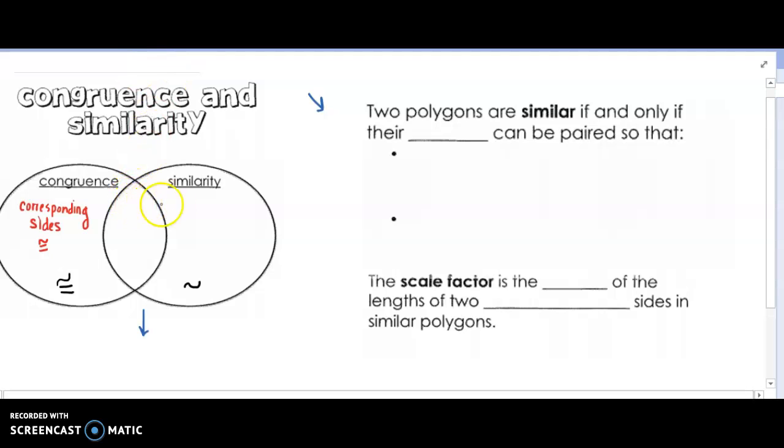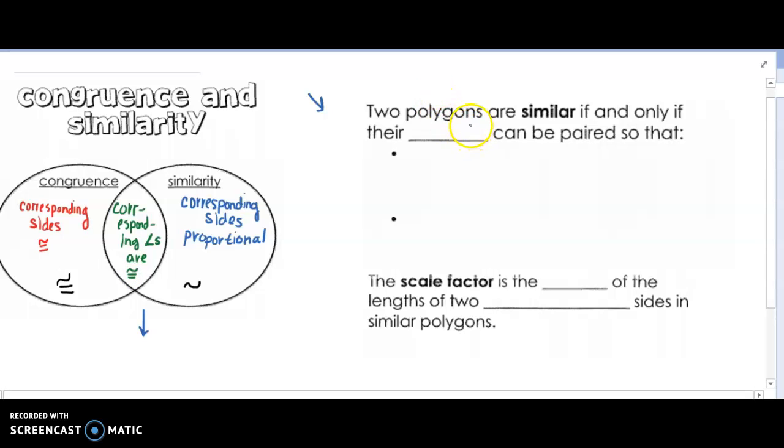Okay, and that is very different from similar because when things are similar, corresponding sides are proportional. Okay, now one thing they do have in common is that corresponding angles are congruent. Okay.